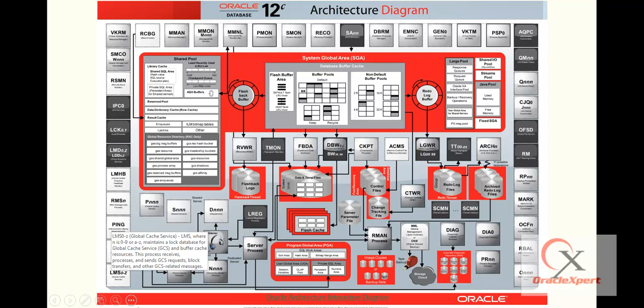You have the user process. The client process is responsible for managing private SQL areas. The allocation and deallocation of private SQL areas depends largely on the application, although the number of private SQL areas that a client process can allocate is limited by the initialization parameter called open_cursors.